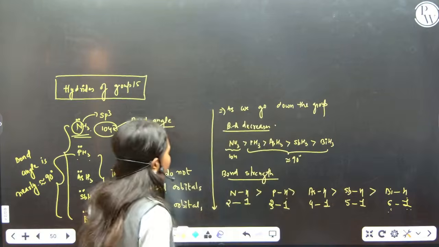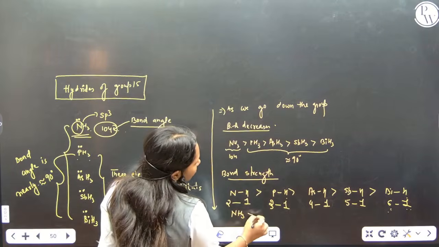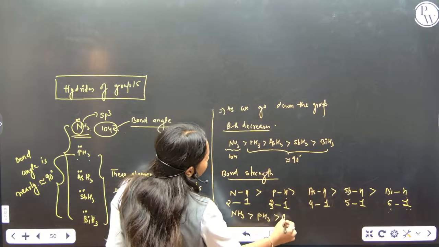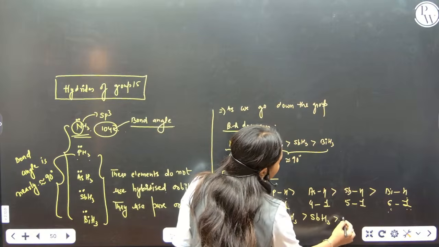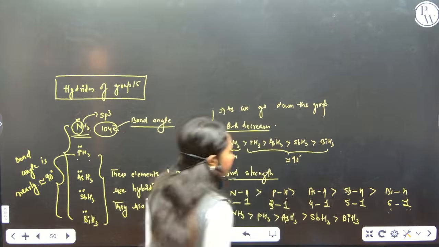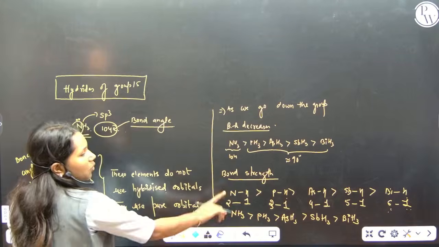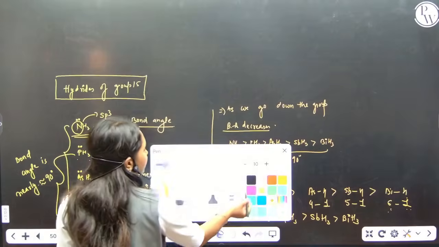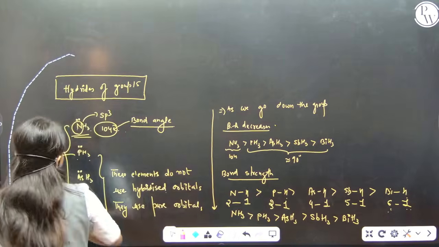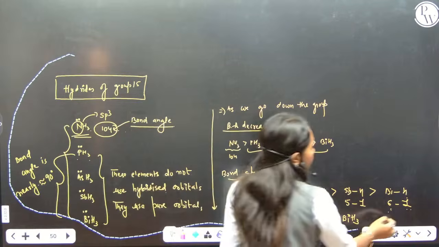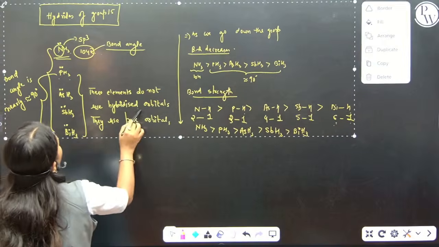So what can we tell about the bond strength? Where is the bond strength maximum? Ammonia, phosphine, arsine, antimony hydride, and bismuth hydride. Nitrogen, phosphorus, arsenic, antimony, and bismuth, right? This is the bond strength. Now, the same concept you can use for hydrides of all the groups. This is the bond strength.